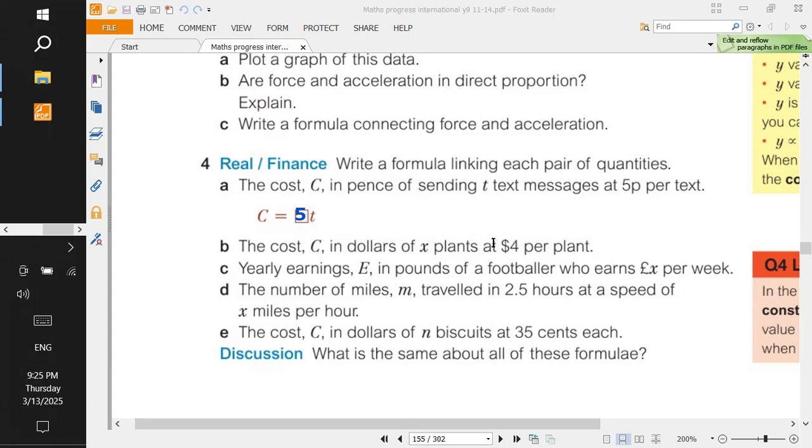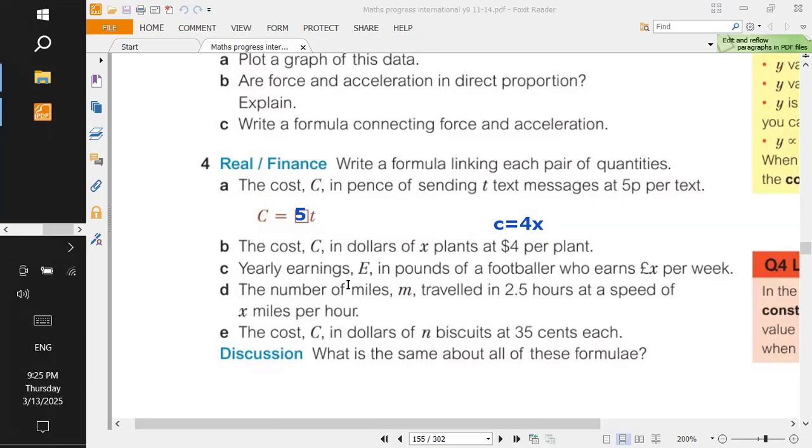Now, the cost C in dollars of X plants at $4 per plant. So each plant is $4. It means to write this equation, we're going to write it like this. C, the cost, equals, each plant is $4, and each plant is X. So C equals 4X.